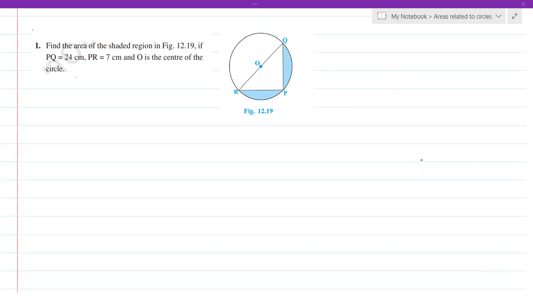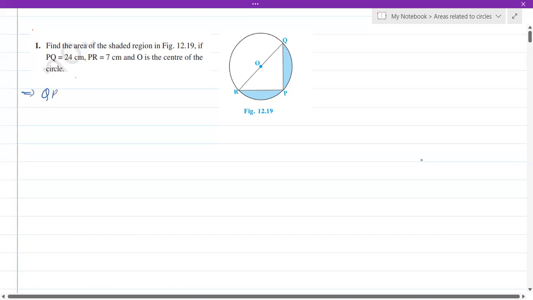So the first question: find the area of the shaded region as shown in the figure. If PQ is 24 centimeter, PR is 7 centimeter and O is the center of the circle. So very clearly they have given O is the center of the circle. If O is the center of the circle, it implies QR is the diameter of the circle.